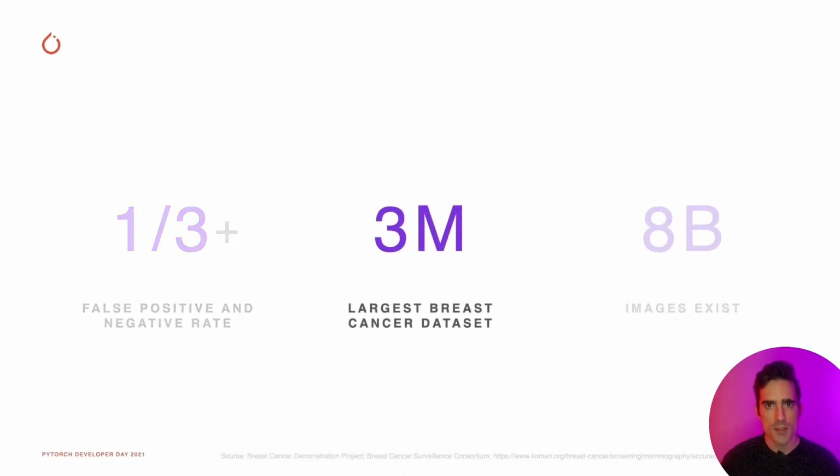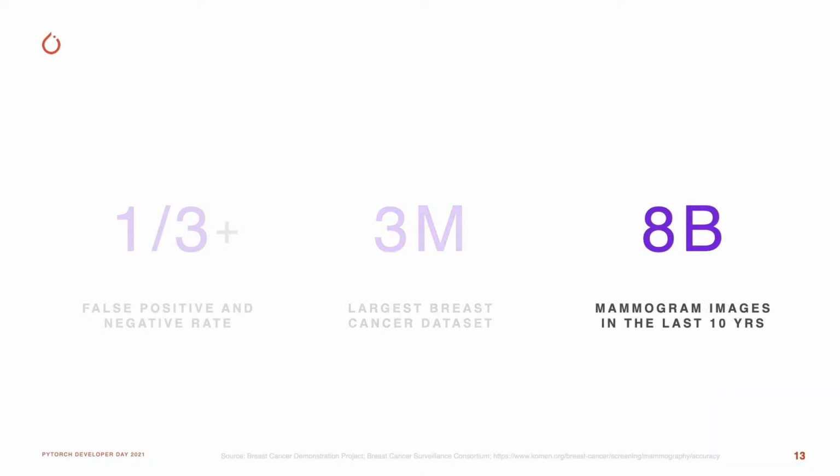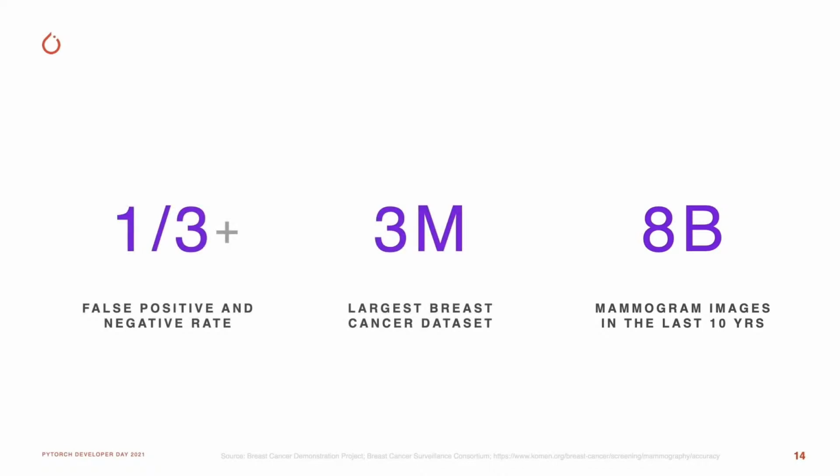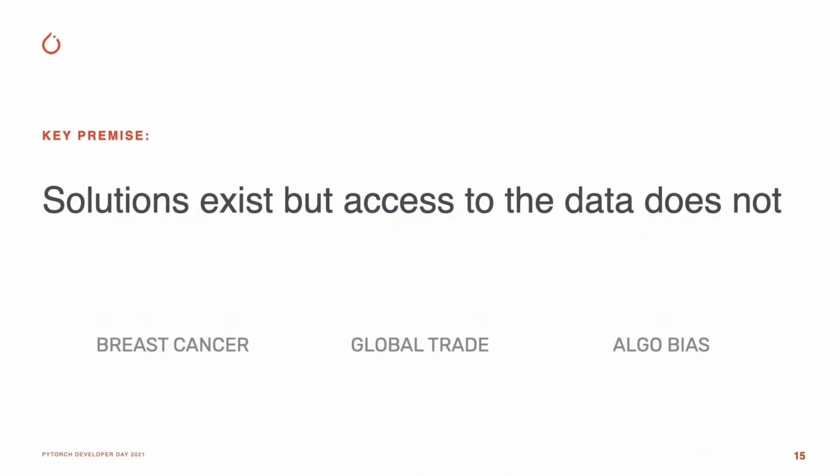And this is because, in my opinion, the largest data set that we have to work with is only 3 million images. And in deep learning and machine learning communities, we know that this is not a very large data set. And this is despite the fact that around 8 billion images have been produced in the last 10 years alone. So we have this huge latent resource of images to work with, but we're only working with tiny slices of it. And as a result, machine learning models are not actually solving this problem, despite the fact that they probably could. So this brings us back to our general theme of how solutions exist to important problems, but access to data for those solutions is limited.